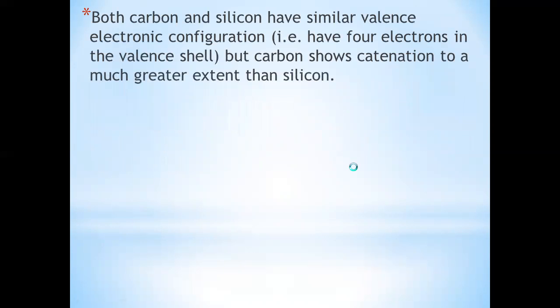Now, carbon and silicon have the same valence electronic configuration, that is, 4 electrons in the valence shell, the outermost shell. Carbon has atomic number 6, electronic configuration 2, 4, with 4 electrons in the outermost shell. Silicon, with symbol Si, has atomic number 14, electronic configuration 2, 8, 4, with 4 electrons in the outermost shell. But carbon shows catenation to a greater extent than silicon.